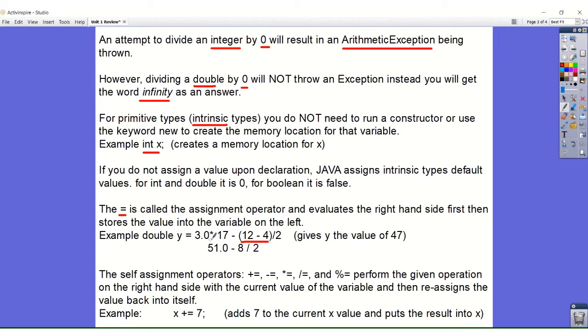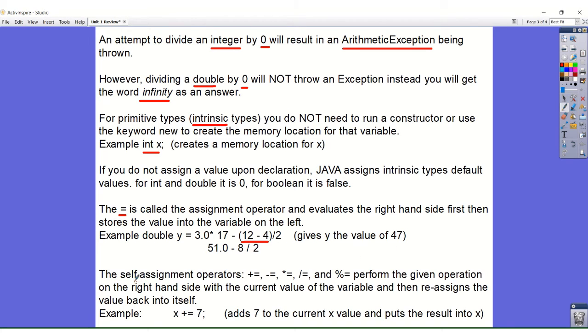Then it's going to do the multiplication. 3.0 times 17 is 51.0. Then we're going to do the division. 8 divided by 2 is going to be 4. And then 4 gets subtracted from 51. And that's how I get 47. But technically, it's actually going to be 47.0.